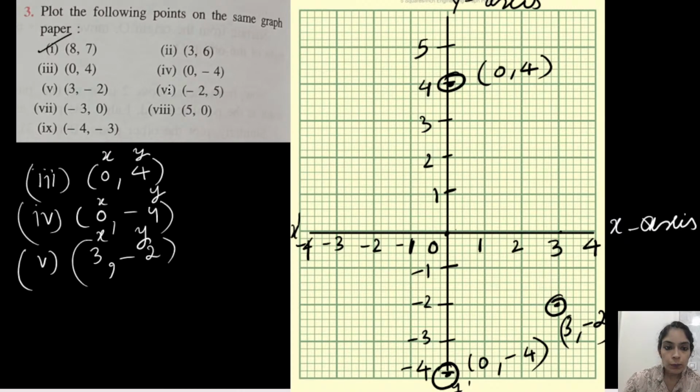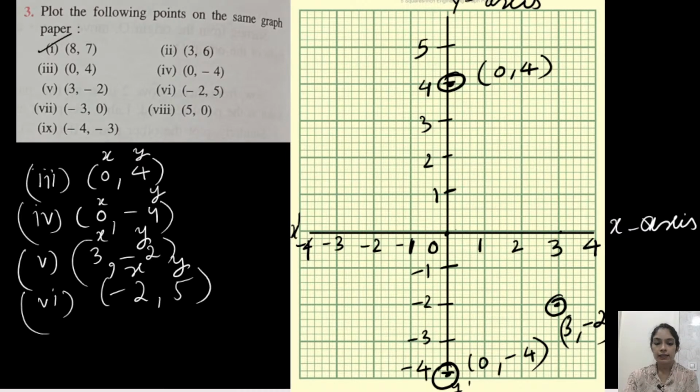Now the next point I am going to do is the sixth one, minus 2 comma 5. Minus 2 is x, and y is equal to 5. Here you keep your pen at negative 2, which is on the left side of the vertical line. Here I am keeping it. Now 5 is at the top, so I go straight up and mark opposite to 5. This point's value is minus 2 comma 5.